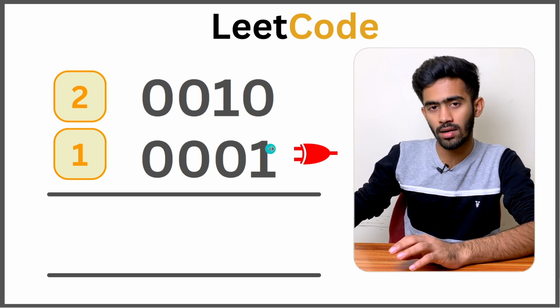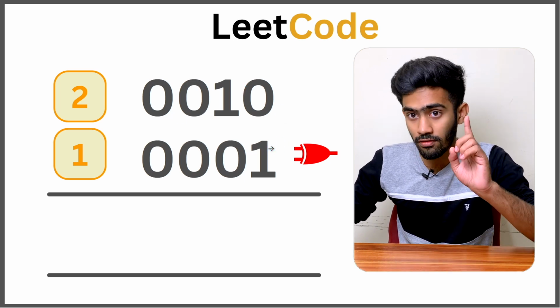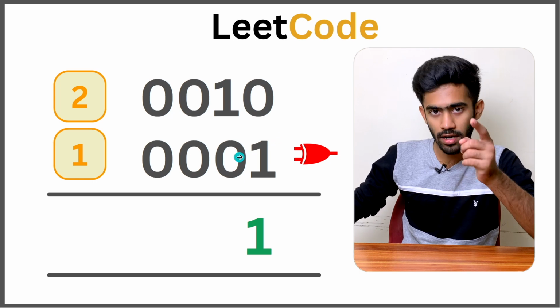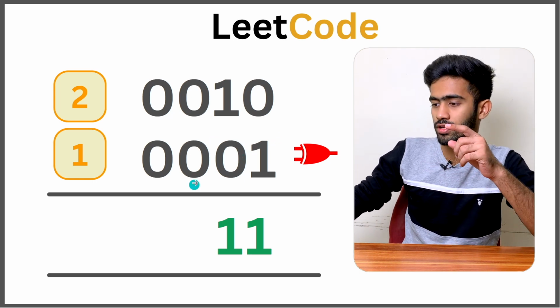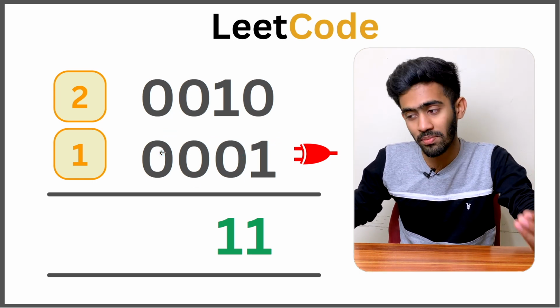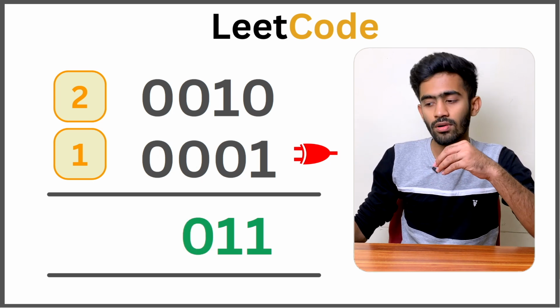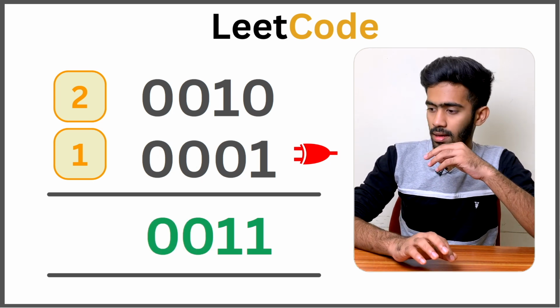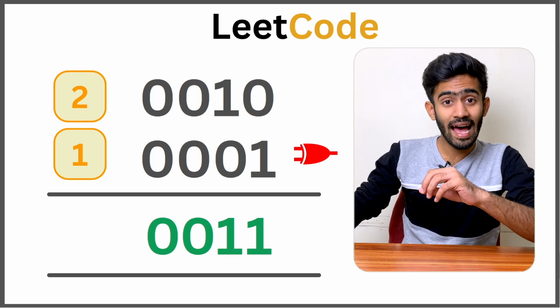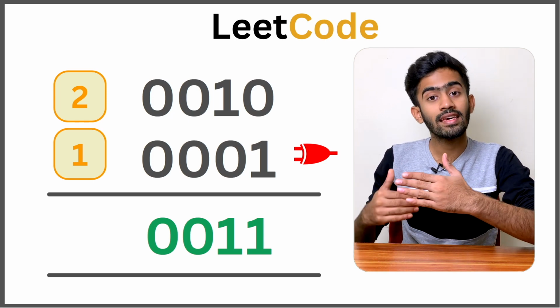So 0 and 1 are different, and hence we will get the value of 1 here. 1 and 0 are different, so 1 again. 0, 0, 0, 0, both are the same inputs, and hence we will get 0 and 0 here. So with this as our temporary answer, let's get to the third number.